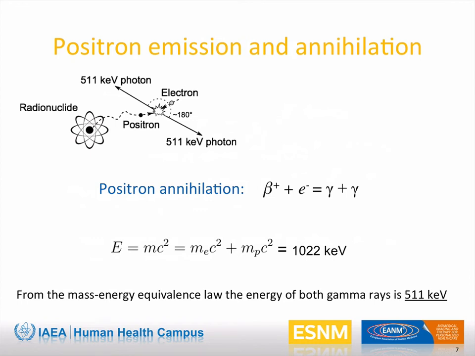When the positron reaches thermal equilibrium with the surrounding tissue, it annihilates with an electron. In this process, the positron and the electron disappear, and all their mass is transformed into energy. This process is usually called positron annihilation. In fact, the product of the annihilation of a positron with an electron is the production of a pair of nearly collinear gamma rays of equal energy. From Einstein's mass-energy equivalence law, the energy of both gamma rays is 511 keV.